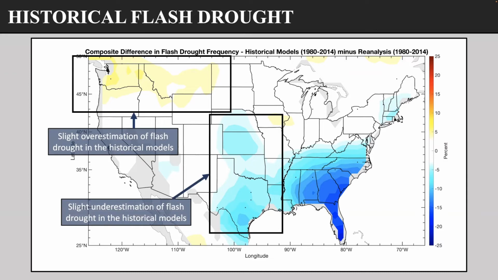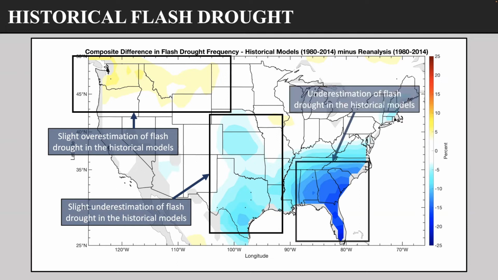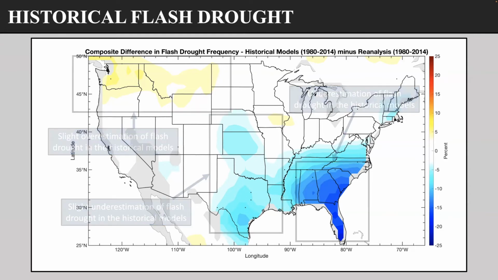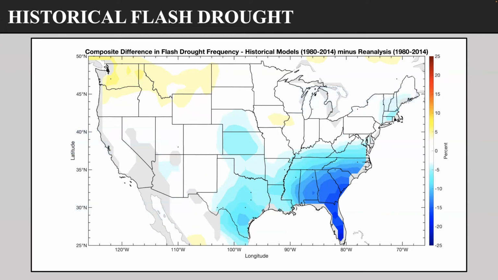Once again, we also have another region right through the central US, that hotspot region, with a slight underestimation of flash drought, but once again, generally under 5 to 10%. The biggest bias we see in the models is in the Southeast, showing an underestimation of flash droughts between 10 and 20%, especially in Florida and Georgia. But for the most part, the models relatively capture the frequency of flash drought compared to the observational period.